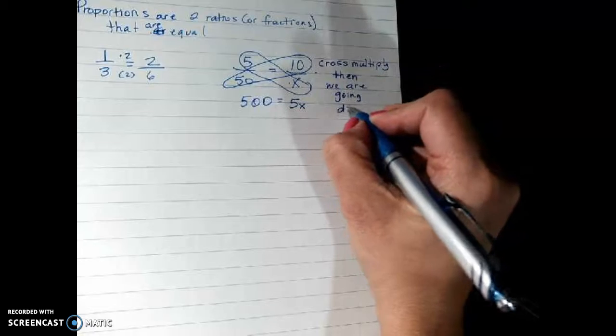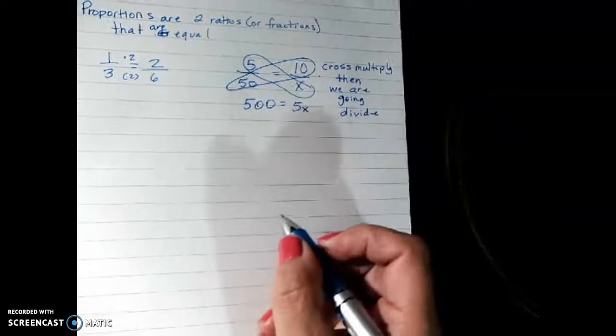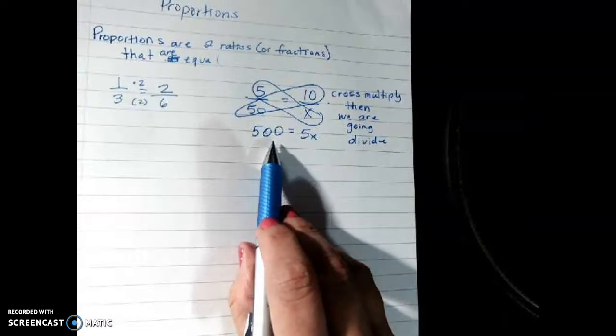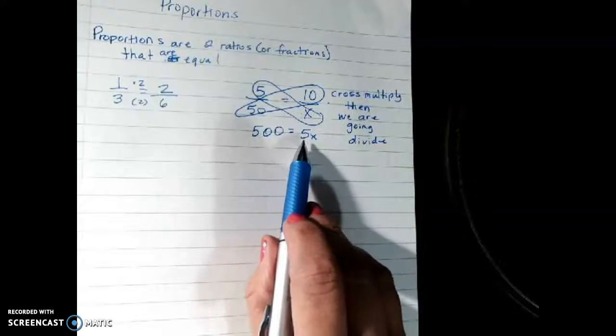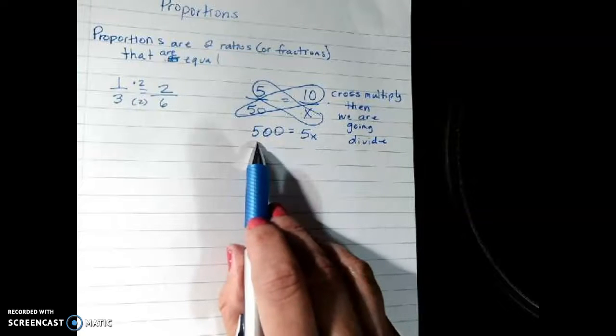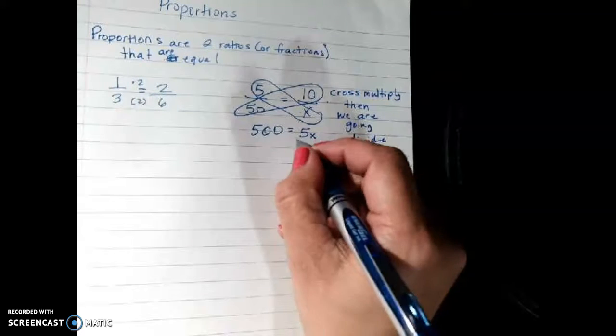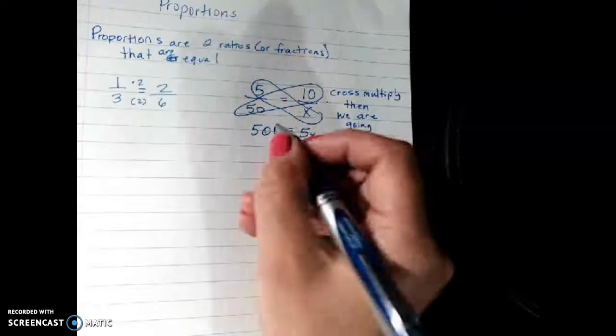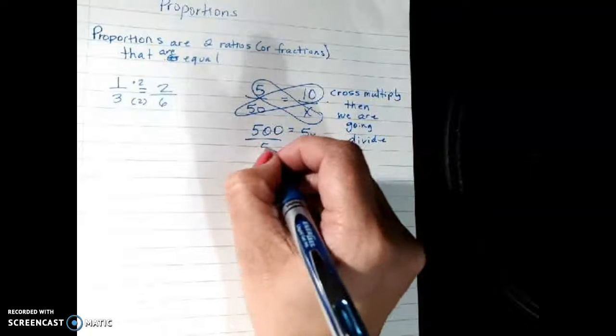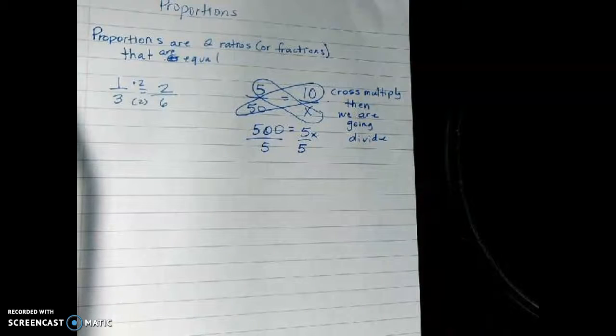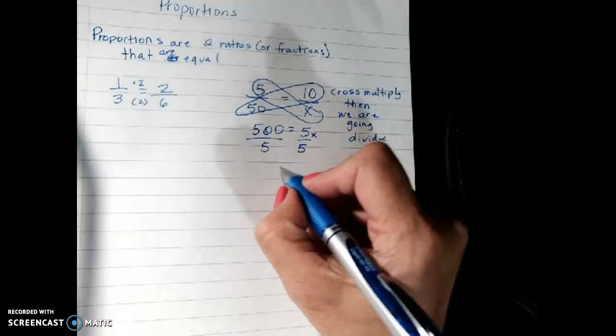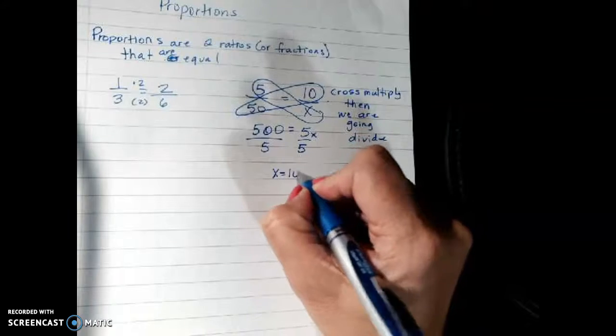divide. Okay, we just did equations. What's always the last step when I have something times something equals 500? We are going to divide. So 5 divided by 5 is to get x by itself. And 500 divided by 5 is 100. So x equals 100.